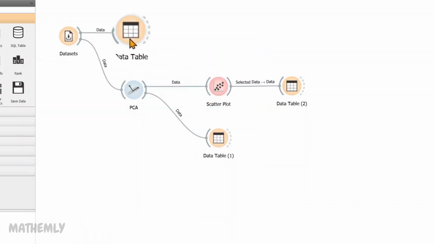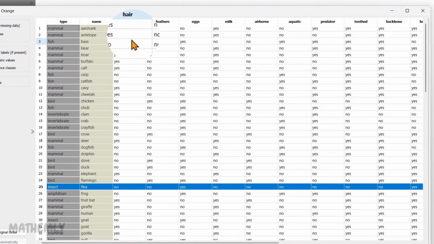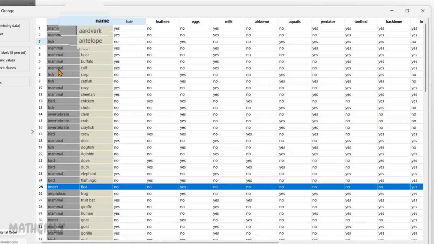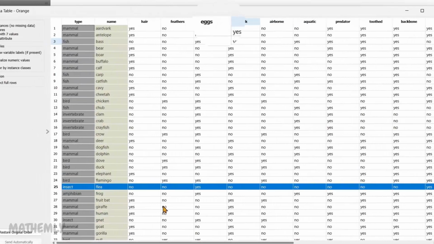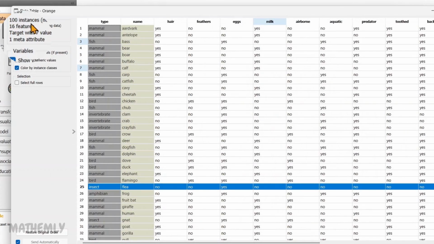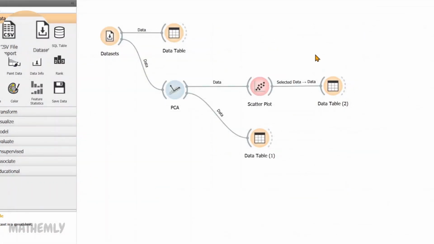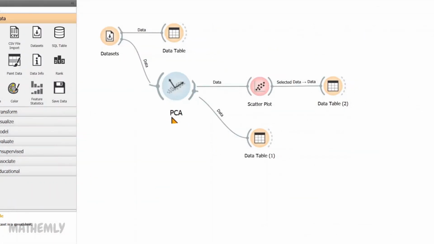Next, I have connected the Data Table widget to inspect the dataset. Here, we can see the names of the animals, their types, such as mammals, fish, or birds, and various attributes that define them. The dataset contains 100 instances with 16 features. So now I have connected the dataset to the PCA widget, and this is how it looks.